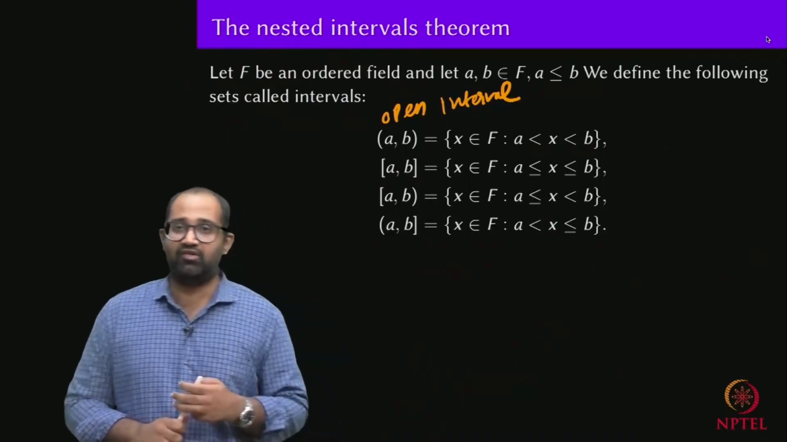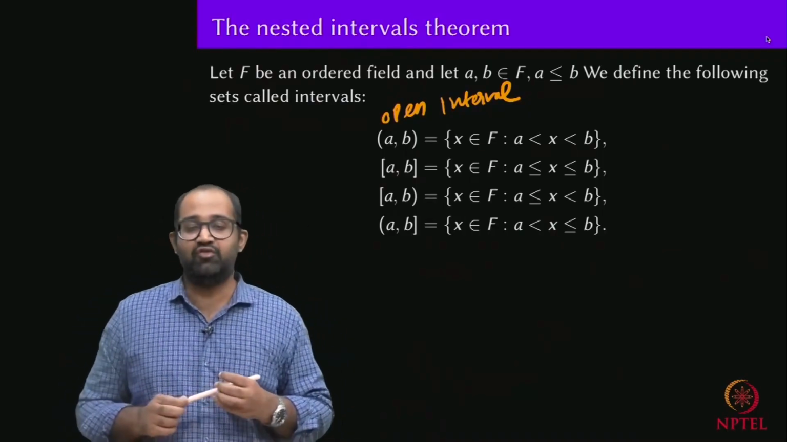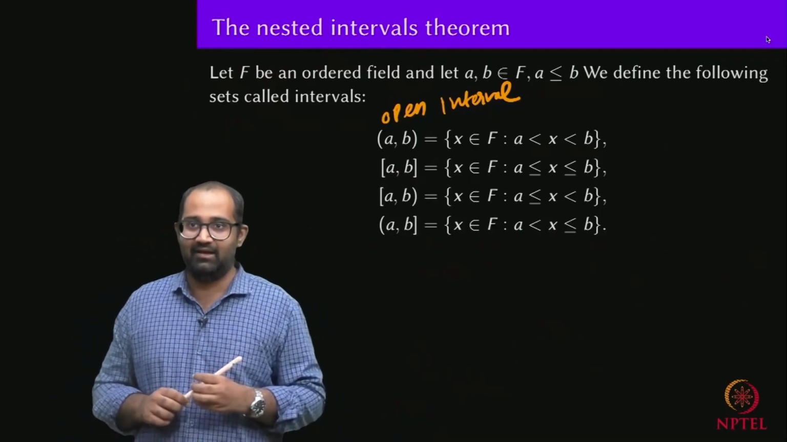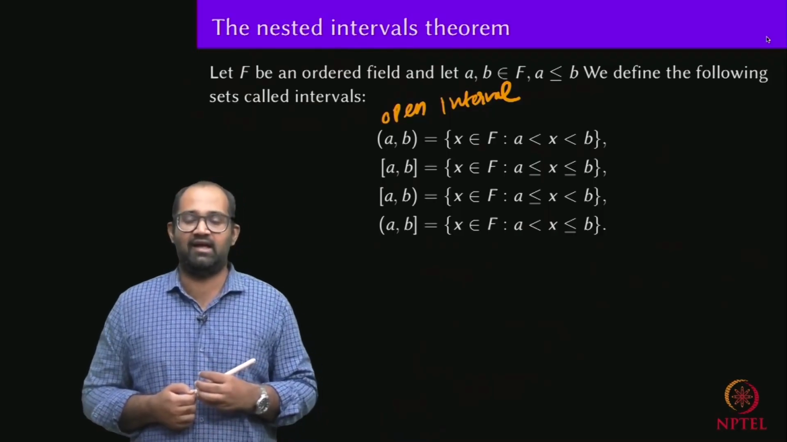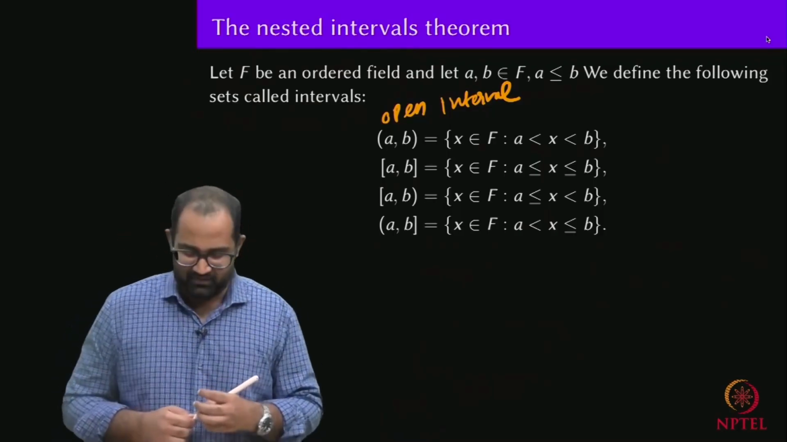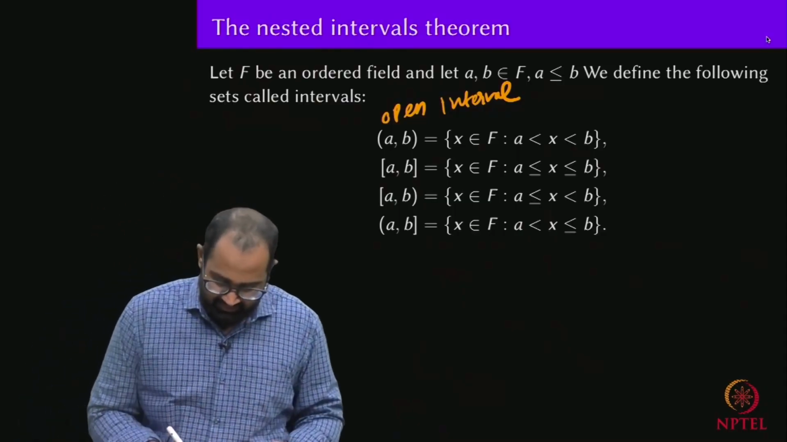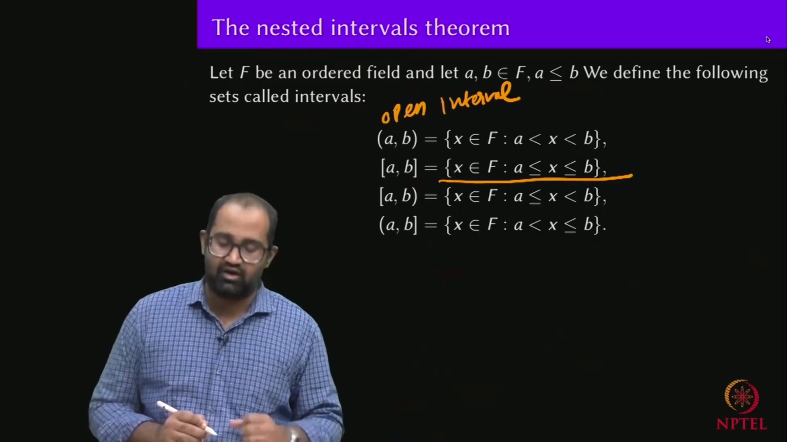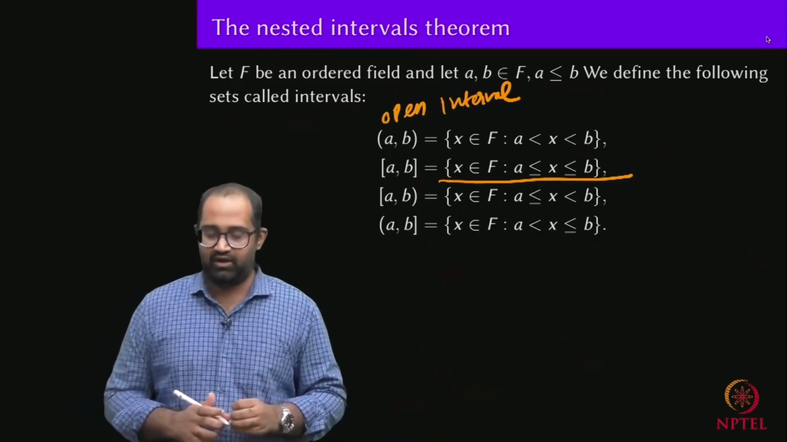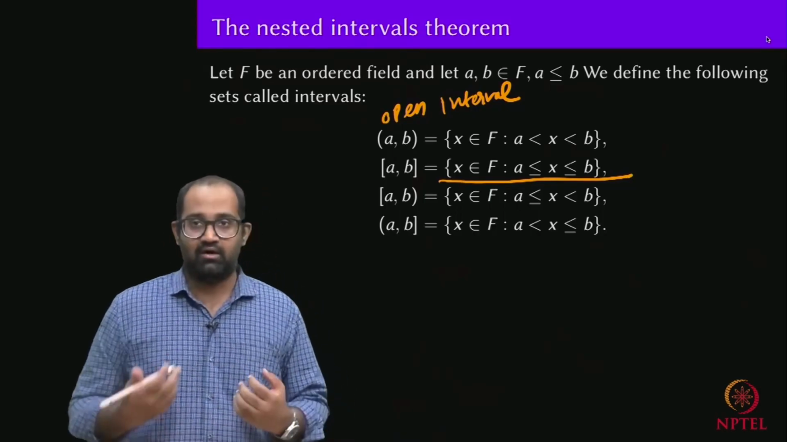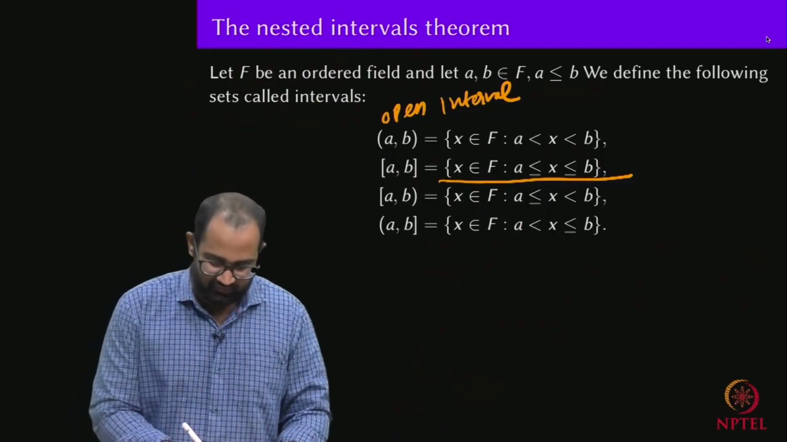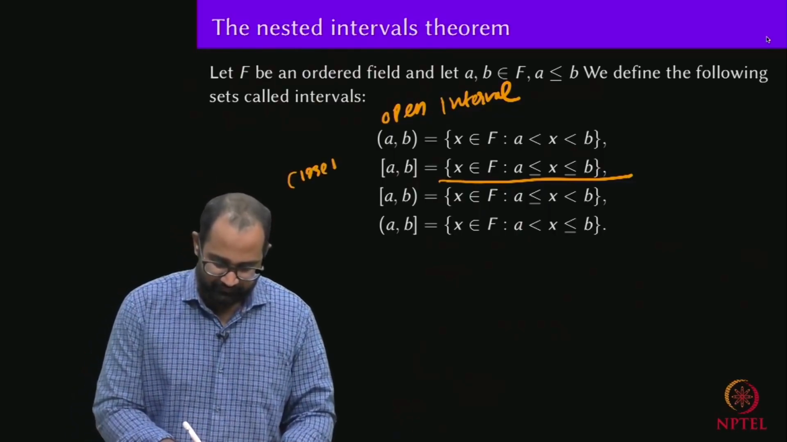Note, it is possible for an open interval to be empty. If you choose b to be less than a, then there is no element which satisfies a less than x less than b. So an open interval can be empty. The closed interval [a, b] is the set of x in F such that a is less than or equal to x less than or equal to b. Again, the empty set can be a closed interval. This is called a closed interval.